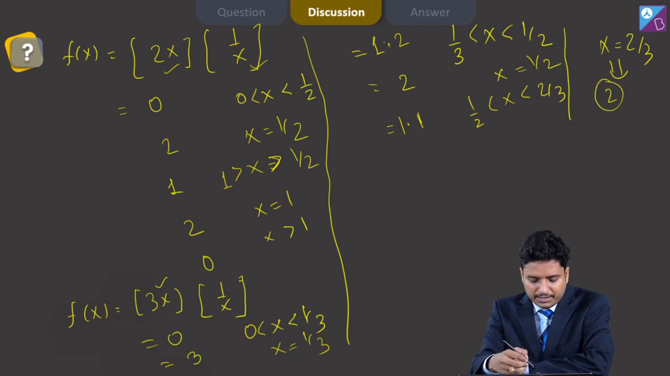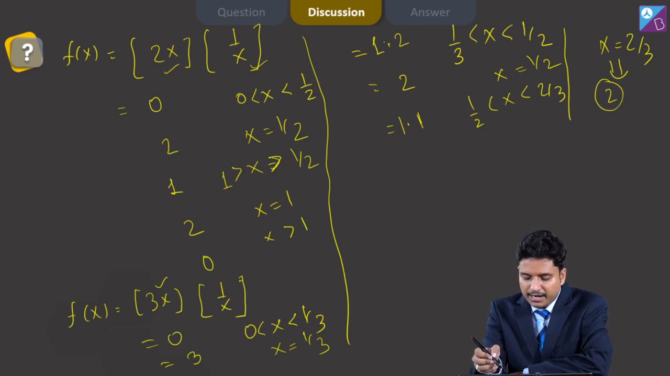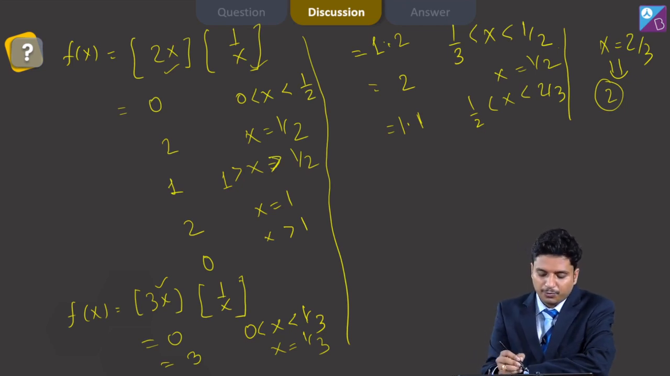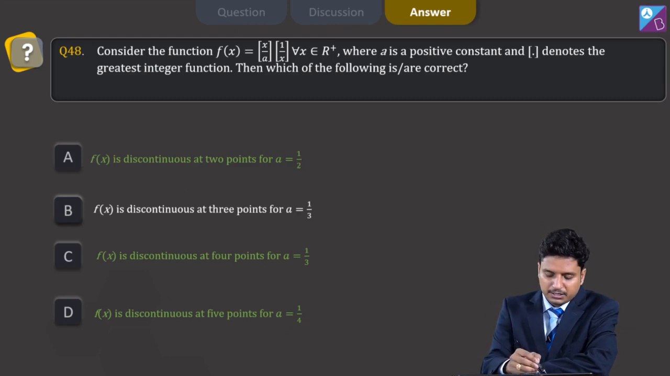So how many points are there? Like you can see, at x equal to 1 by 3 it is discontinuous, at x equal to 1 by 2 it is discontinuous, at x equal to 2 by 3 it is again discontinuous, and at x equal to 1 it is of course going to be discontinuous, because after x equal to 1 it will be equal to 0. So 4 points are there where this is discontinuous.